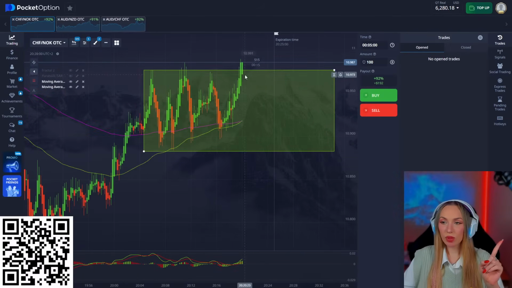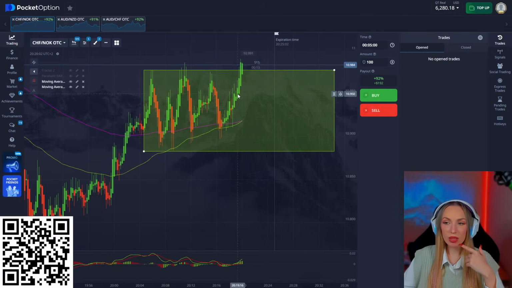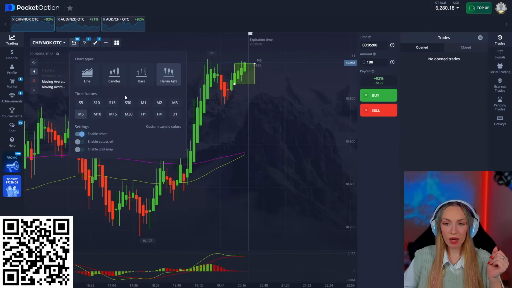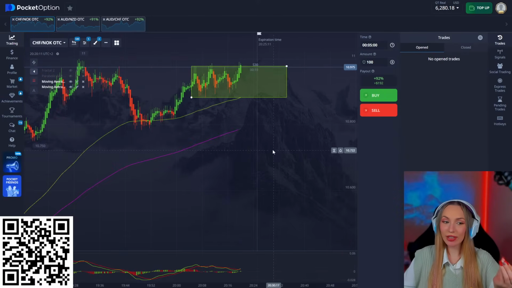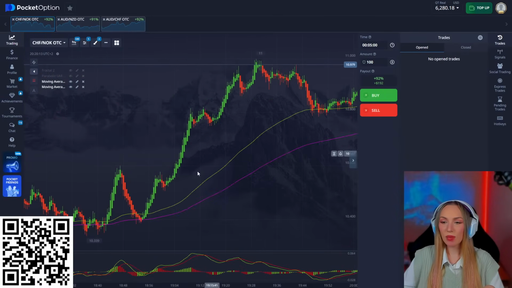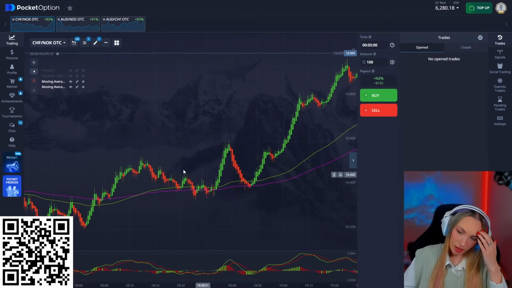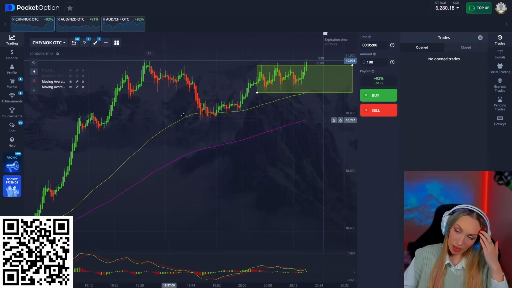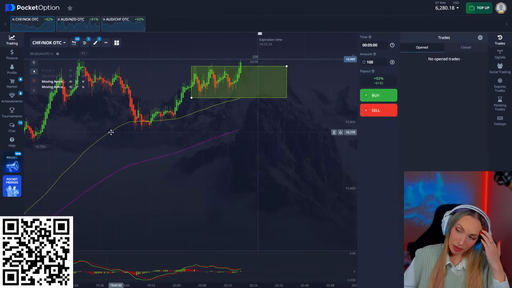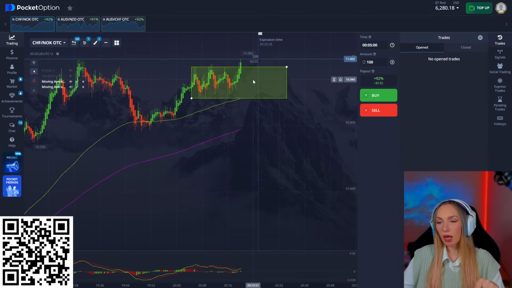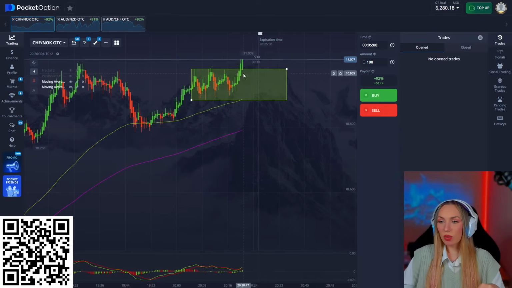Let's see where the closure of this one is going to be, because I believe that in the near future it will continue going up like it was going up here. You see here it was also stuck there and then it went up, and now it got stuck again here, but I believe that it will continue going up. I just wanted to go a little bit further.